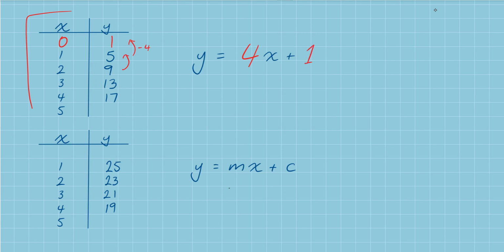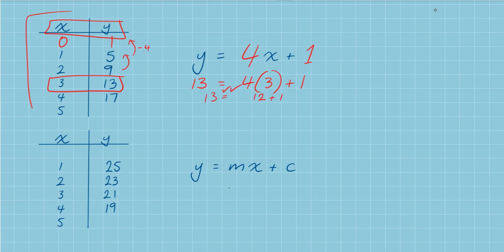Now, it's worthwhile at this point checking a couple of these points, because if you're a little uncertain whether you're getting this right, it's worthwhile substituting in a couple of these values. So let's try that. Let's substitute 3 and 13. If we get this correct, 4 times 3 plus 1 should equal 13. That equation should make sense. So 4 times 3 is 12. 12 plus 1 does equal 13. So that's a good start.